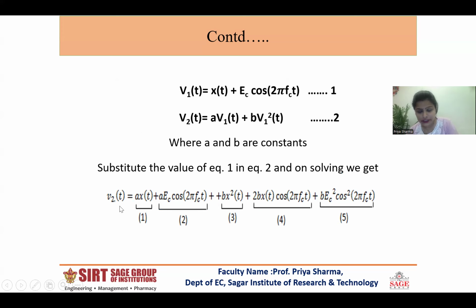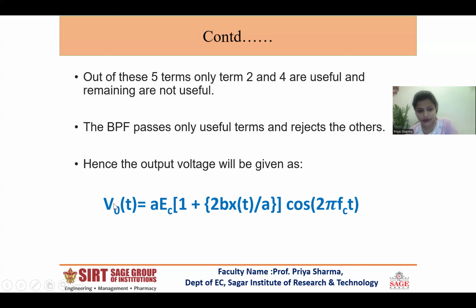After dropping all the useless terms, v2(t) or v0(t) will be a Ec, taking common, 1 plus 2b x(t) upon a, cos 2π fc t. This 2b upon a can be considered as the modulation index. So the final output will be a Ec (1 plus 2b x(t) upon a) cos 2π fc t. If you look here, students, this is the equation of the AM signal.